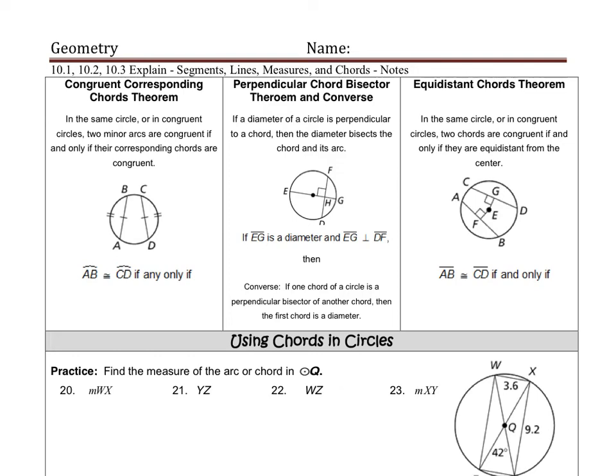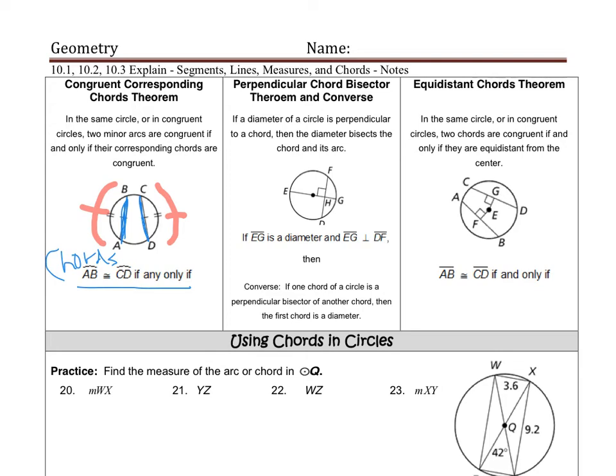It says in the same circle, or in congruent circles, two minor arcs are congruent if and only if their corresponding chords are congruent. So I'm going to highlight the two chords in blue. Here's AB and there's CD. Those are chords. Remember, 2 points on a circle, right? And they're telling you they're congruent. Well, since they are congruent, that means that their arcs, arc AB and arc CD, are congruent.